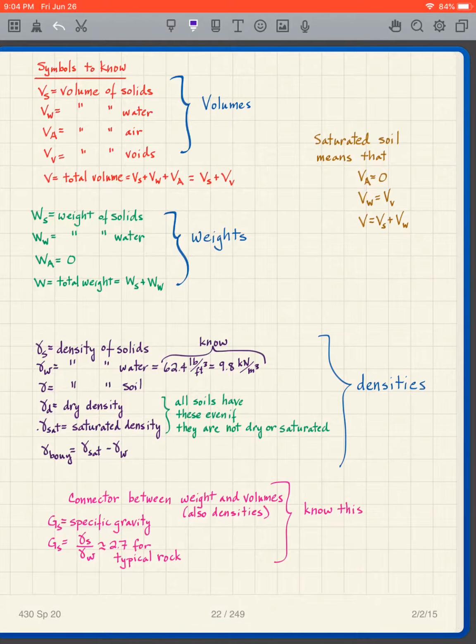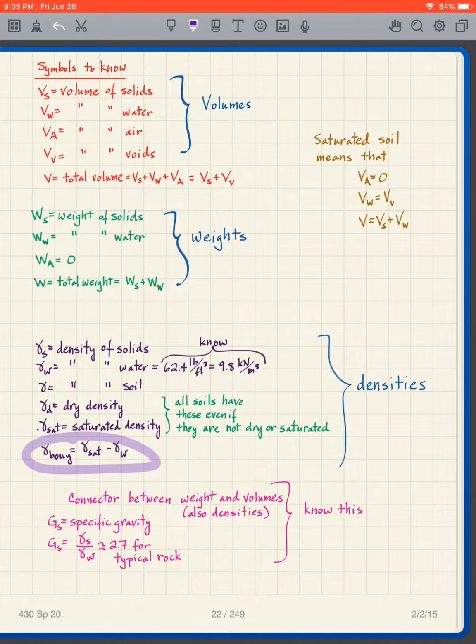We're going to calculate that out. Same thing. We're going to have a saturated density. Even if the soil is not saturated, we're going to basically do a calculation to sort of pretend or envision that the soil is saturated and come up with a density for that. And then we're going to call something called the buoyant density. The buoyant density is gamma saturated minus gamma W.